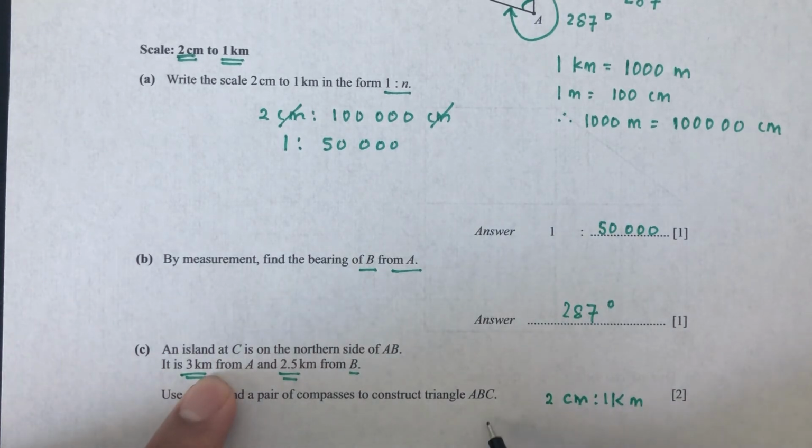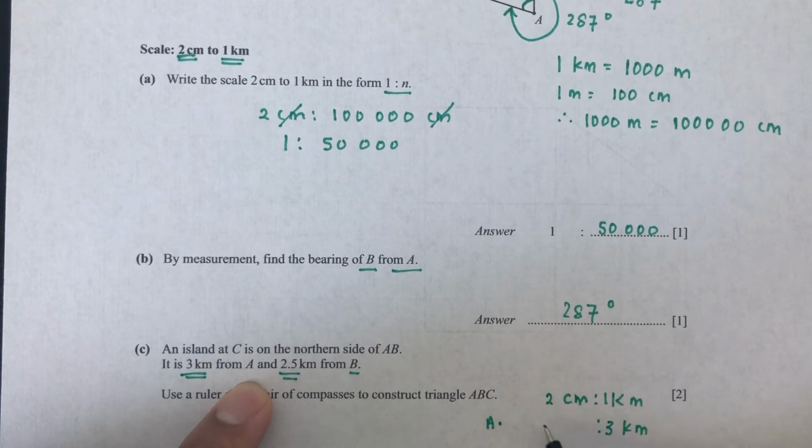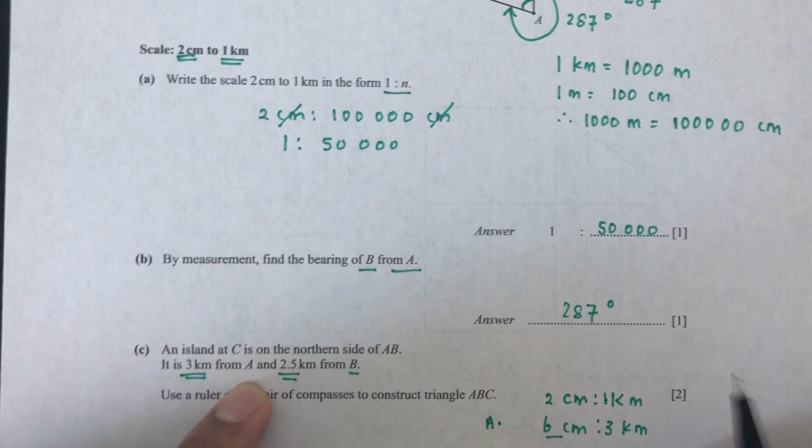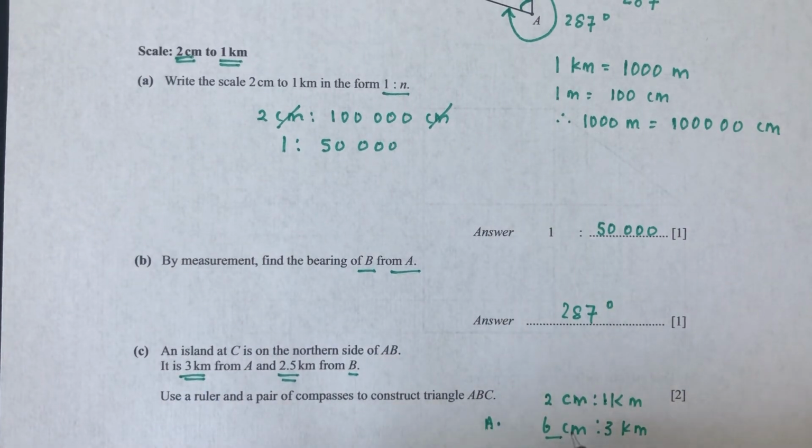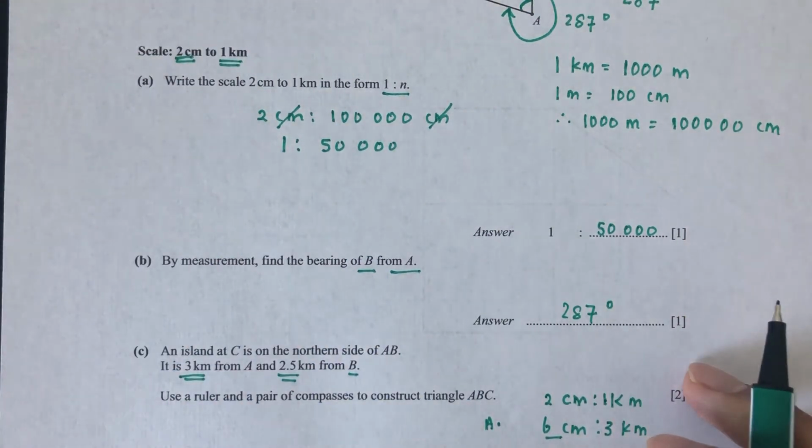So let's do one point by one point. It is 3 km from A. So 3 km is what? How many centimeters will be on the graph? So for 1 to become 3, we have to multiply by 3. So 2 multiplied by 3 is 6. So point C from A will be 6 centimeters on the drawing.